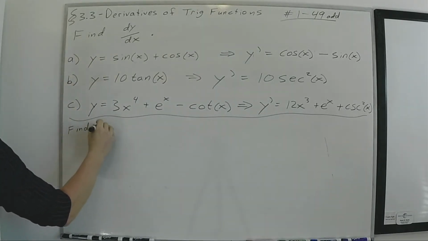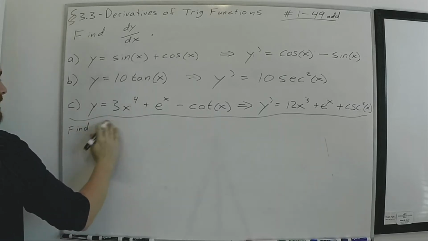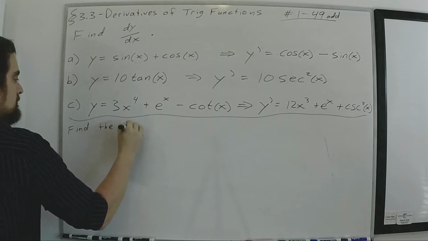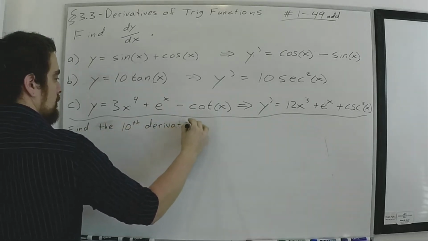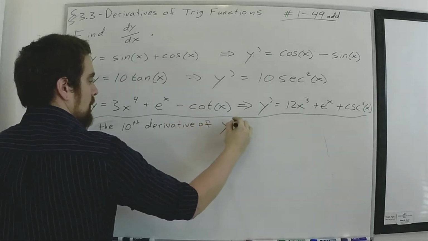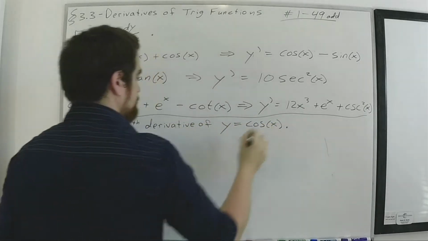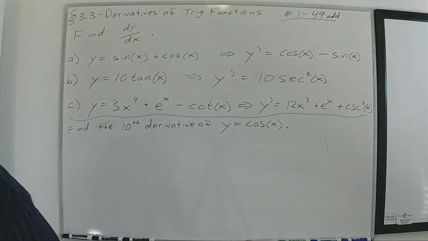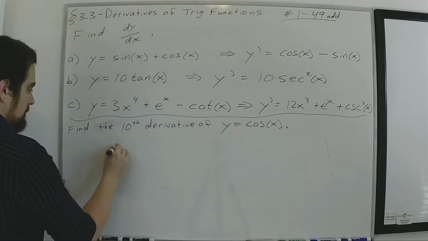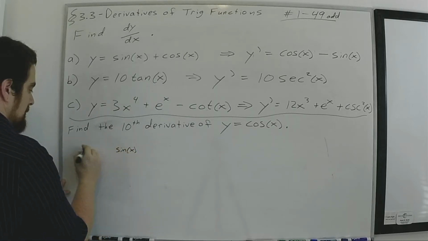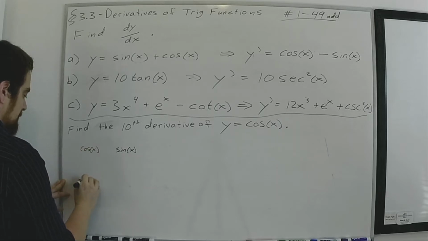Let me show you something funny that happens with trig functions. We'll say find the 10th derivative of y equals cosine of x. And you think, oh boy, this is going to be a task, but watch what happens when we look at, and sometimes I like to just write down these functions like this, and then I'll explain myself in a second here.